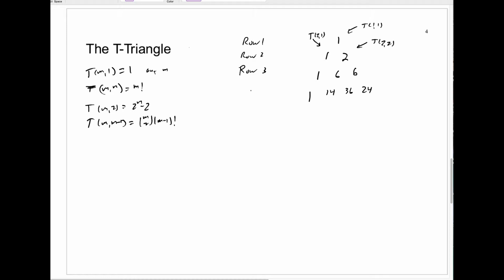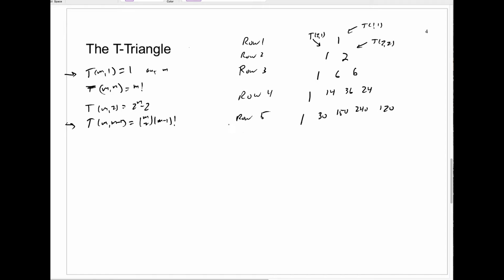Let's look at row 5. I'll put in the row numbers just so this stays clear. Row 4 here. Let's look at row 5. T51 is 1. All the rows will start with 1 because of this. TM1 is always 1. T52 is 2 to the 5th minus 2, so we're going to get 30. T53 we computed in the last lecture, that was 150. T54 we can compute from this, TMM minus 1. So what is T54? It's 5 choose 2, which is 10, times 4 factorial, which is 24, so we get 240. And T55 is 120.